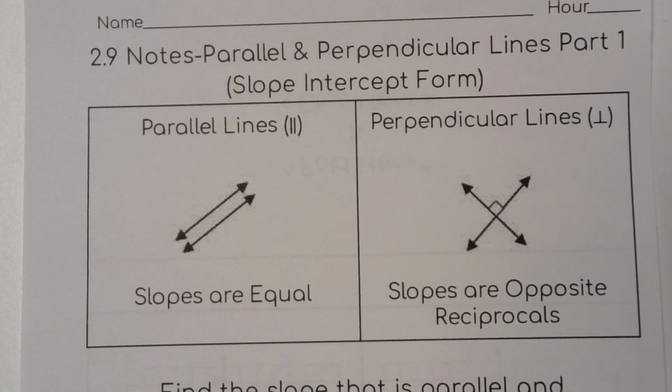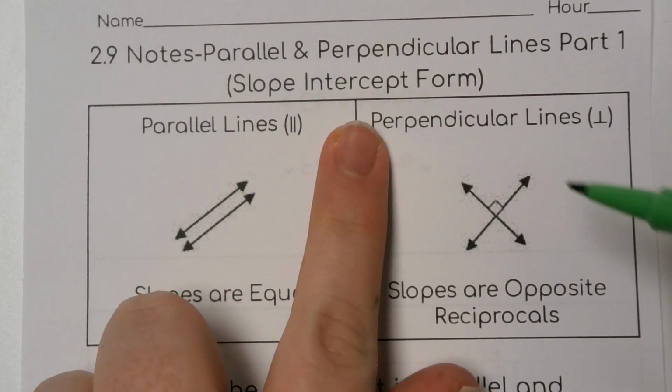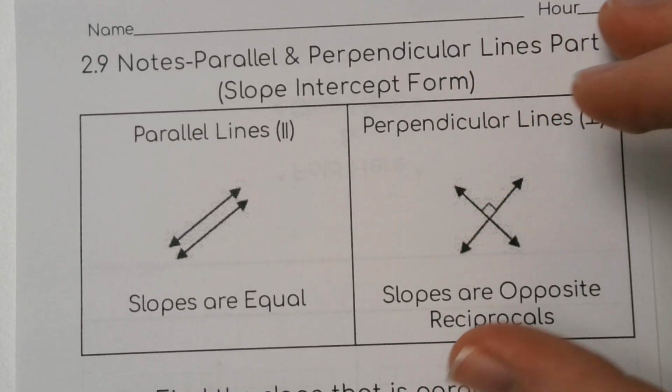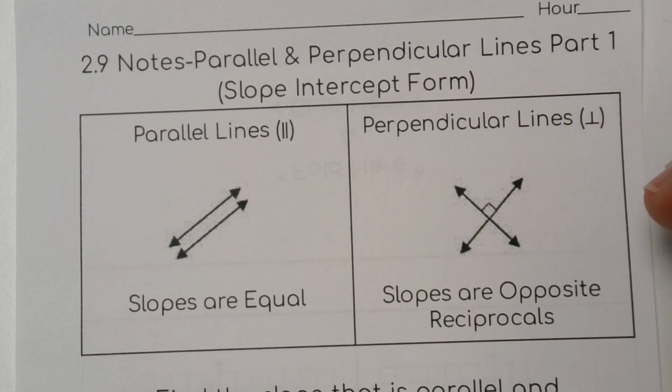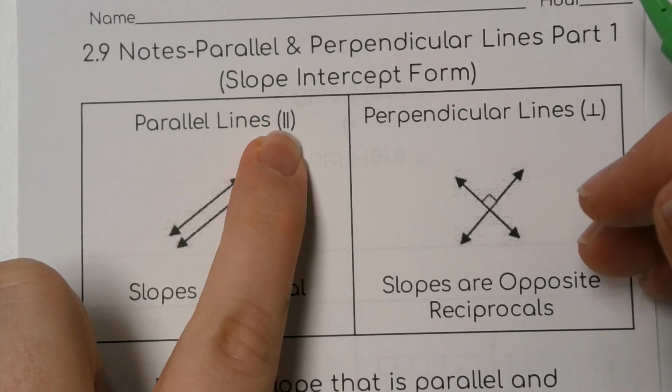Alright, so 2.9 is all about parallel and perpendicular lines. Today we're doing it in slope-intercept form. The next class we will be doing it in point-slope form, which is just a different way to write an equation for a line.